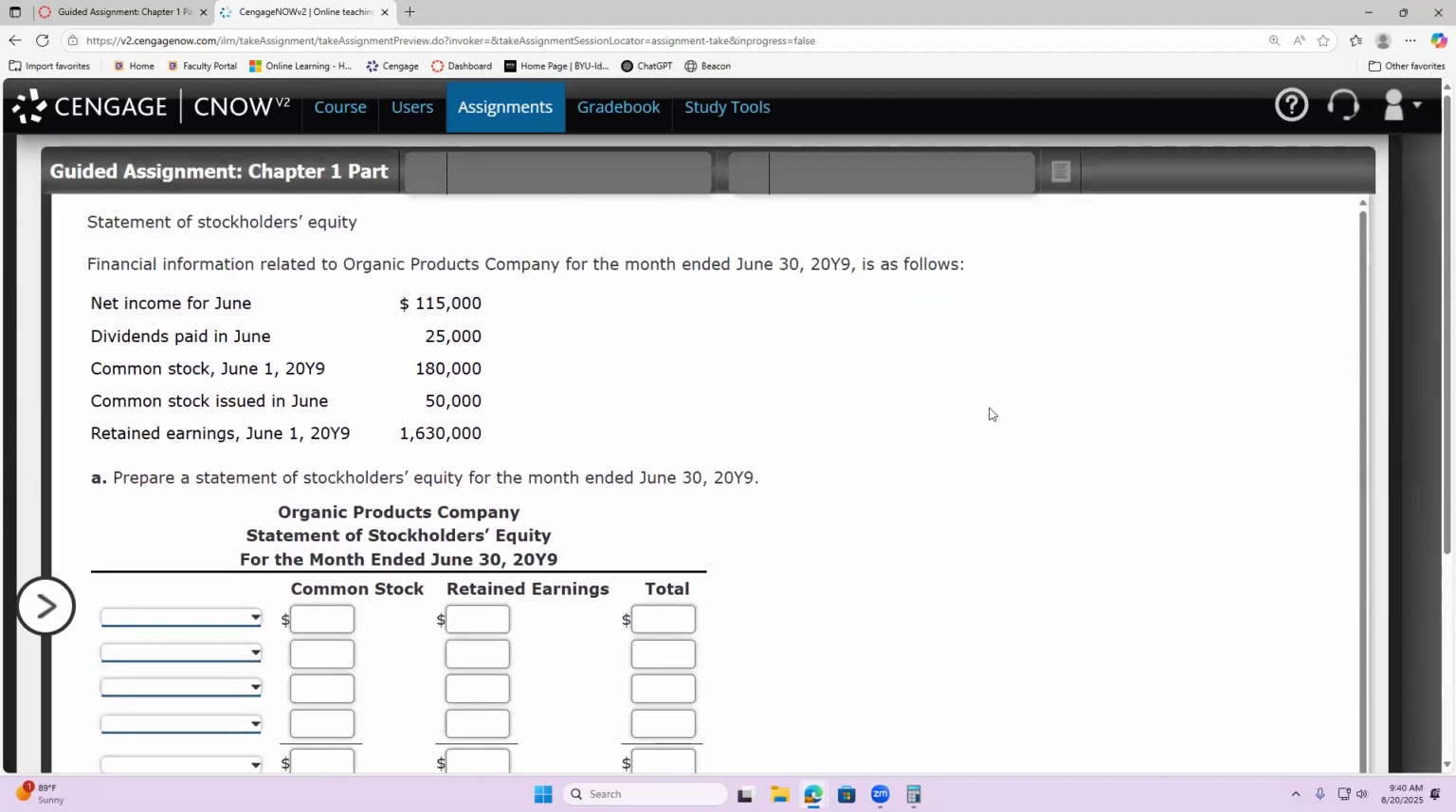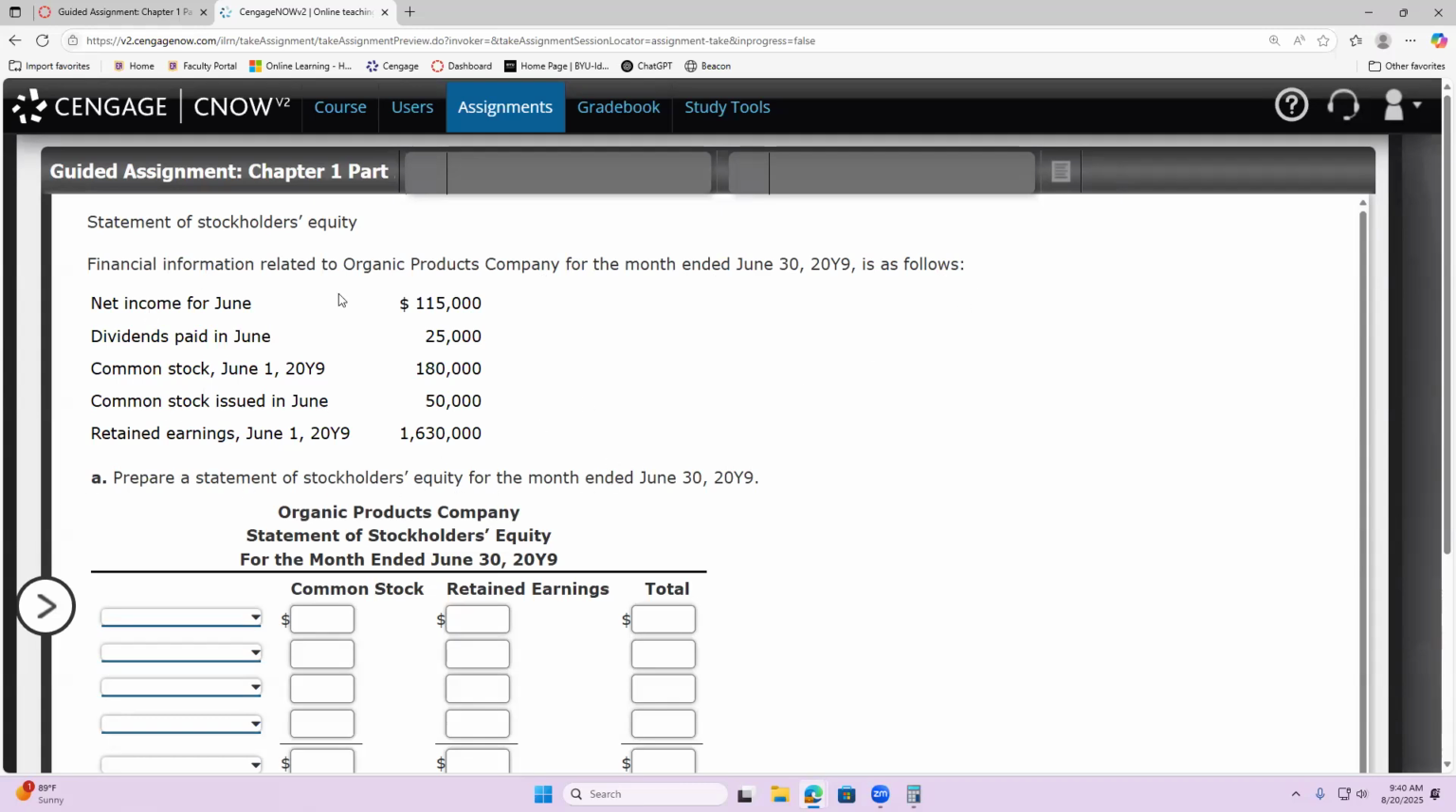Oh, actually, yeah. So we're just going to do this. We just did the income statement and the balance sheet, and now we're going to do a statement of stockholders' equity. This is financial information related to Organic Products Company for the month ended June 30th, 2019. Prepare the statement of stockholders' equity.